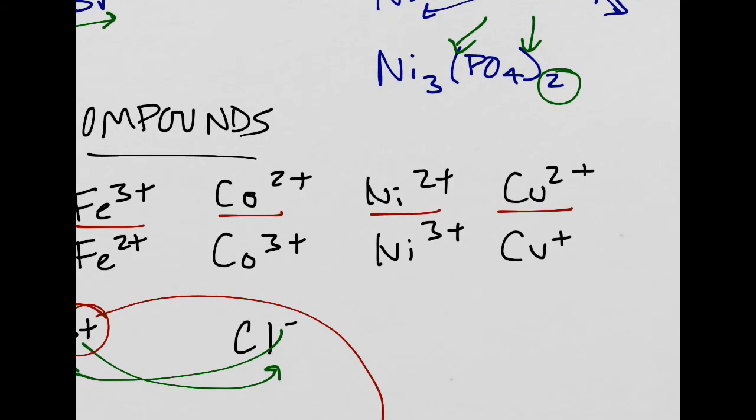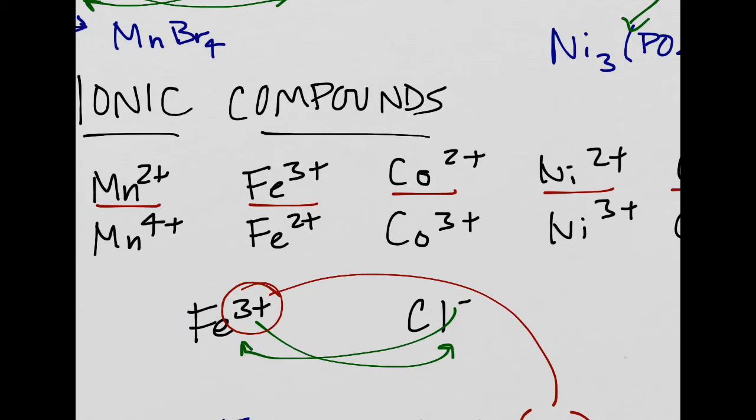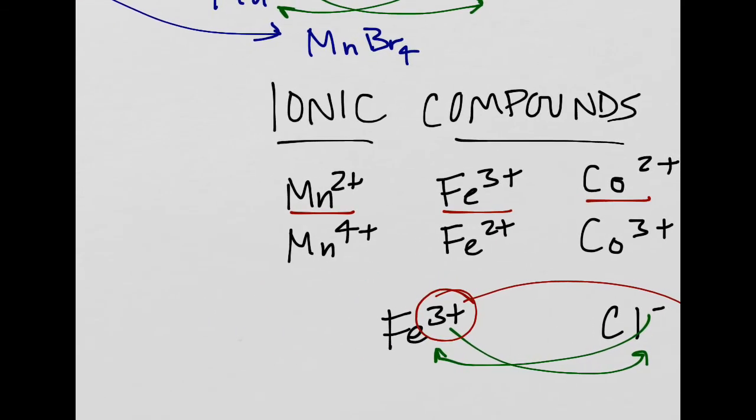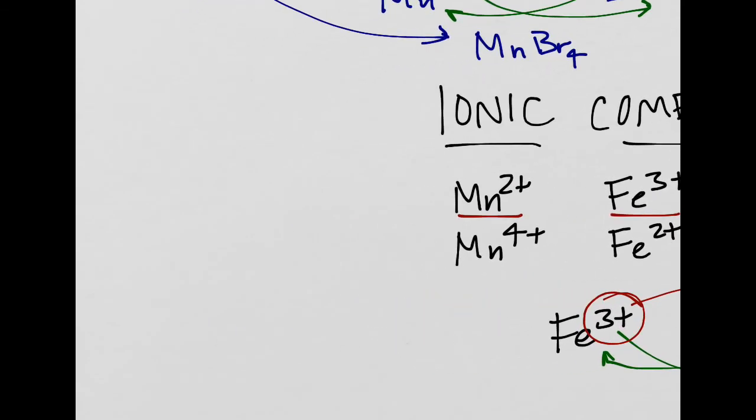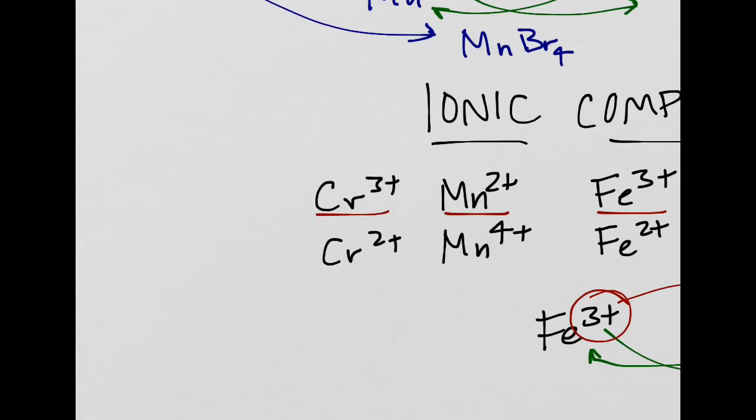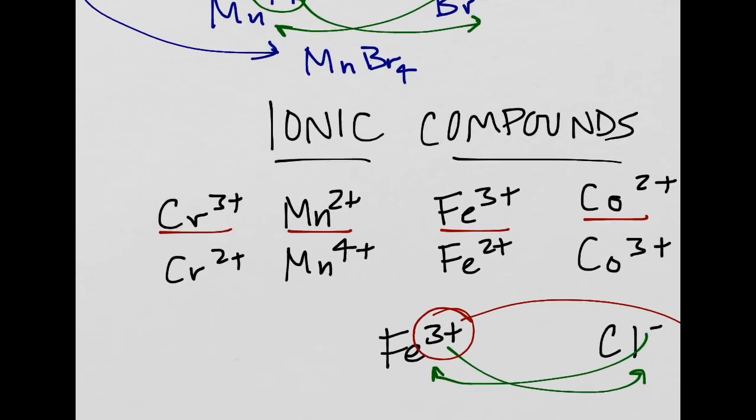Ultimately, you always need to be on the lookout for these funky transition metals. Actually, I left out one of them, which is often used, and that is chromium, which can form a 3 plus most often, or a 2 plus. So 3 plus is the one that you'd more often find chromium in.